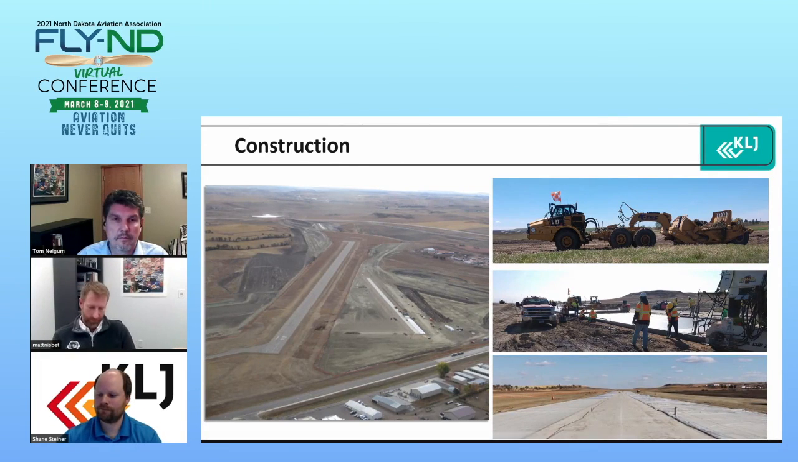All right. It says, "Am I understanding this correctly? Does this proposal use threshold areas paved the same as the usable runway, rather than being soft paved or crushable safety zones?" Yes, that is correct. Yep, the whole stretch of the runway is the same pavement section.